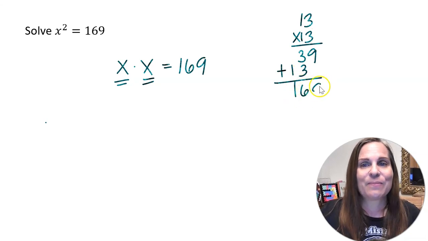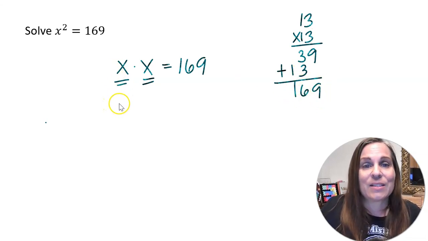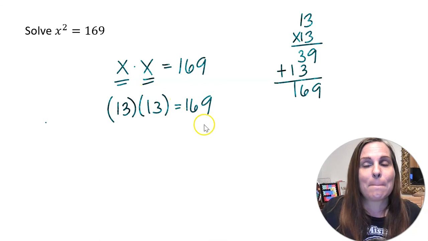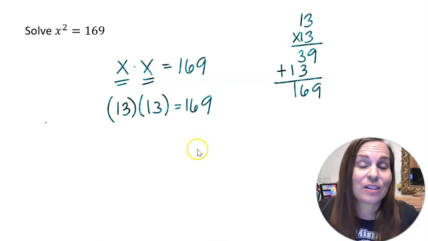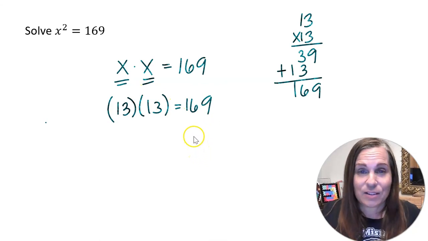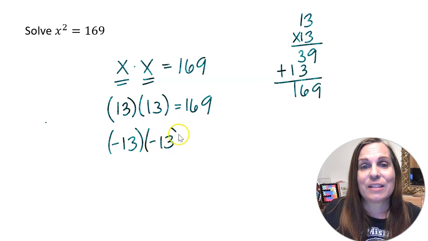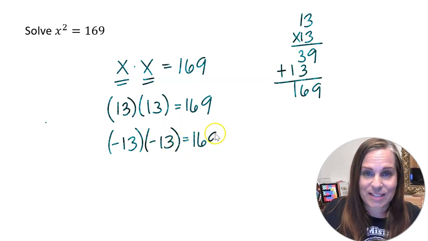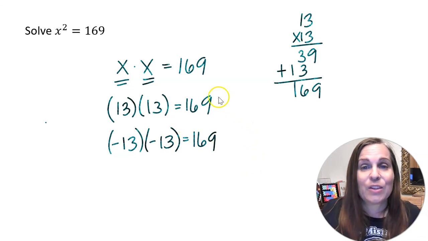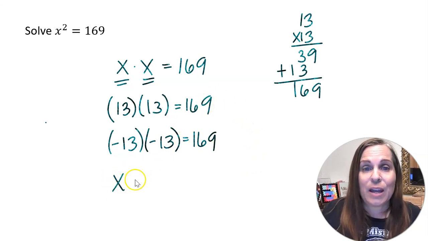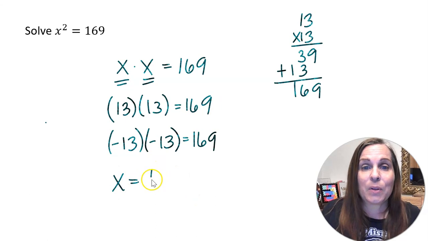That's it. So that means that x could be 13, because 13 times 13 equals 169. But there's another answer that will also work here, because negative 13 times negative 13 is also 169. So the answer here for x would be plus or minus 13.